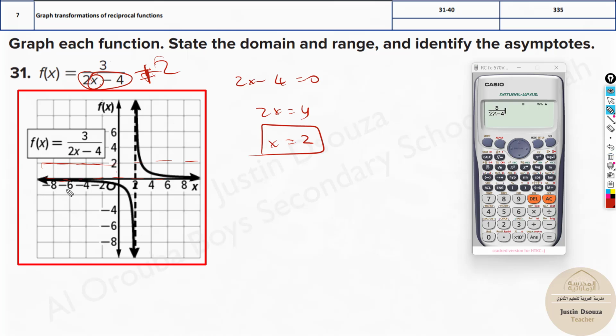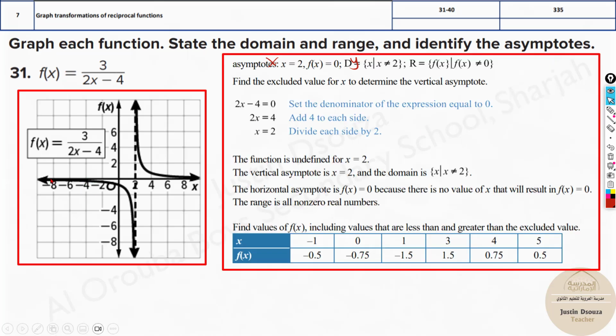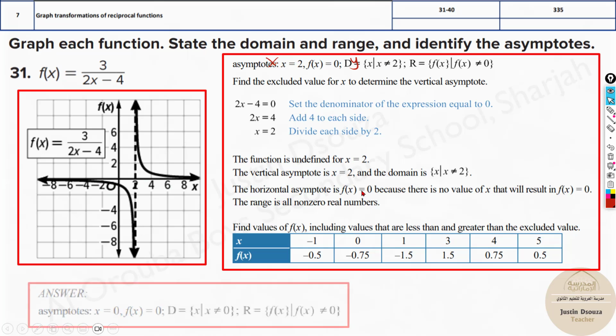What about the domain and range? Domain is all the x values, range is all the y values, all possible y values. Now here you can easily tell all possible real numbers are possible for the domain, but not 2. So you can see it's written like this. All x values except 2. Same with y. All y values except 0. So that would be the domain and the range.